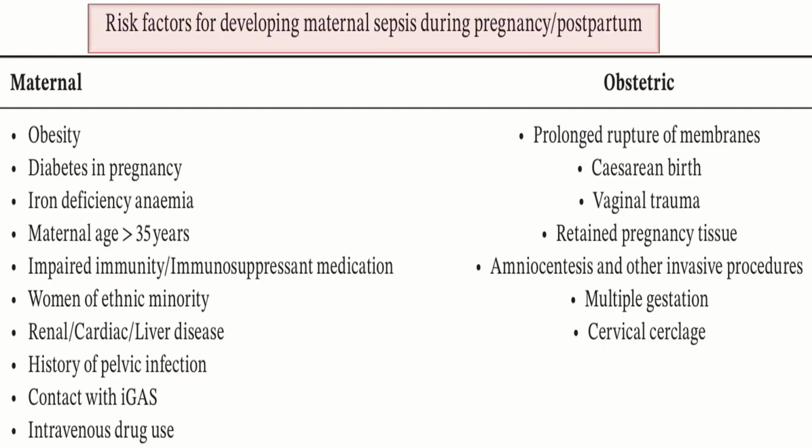The risk factors for developing maternal sepsis during pregnancy and postpartum include the maternal risk factors like obesity, diabetes in pregnancy, iron deficiency anemia, maternal age of more than 35, impaired immunity or immunosuppressive medications, women of ethnic minority, renal, cardiac or liver disease, history of pelvic infection, contact with GAS or IV drug use.